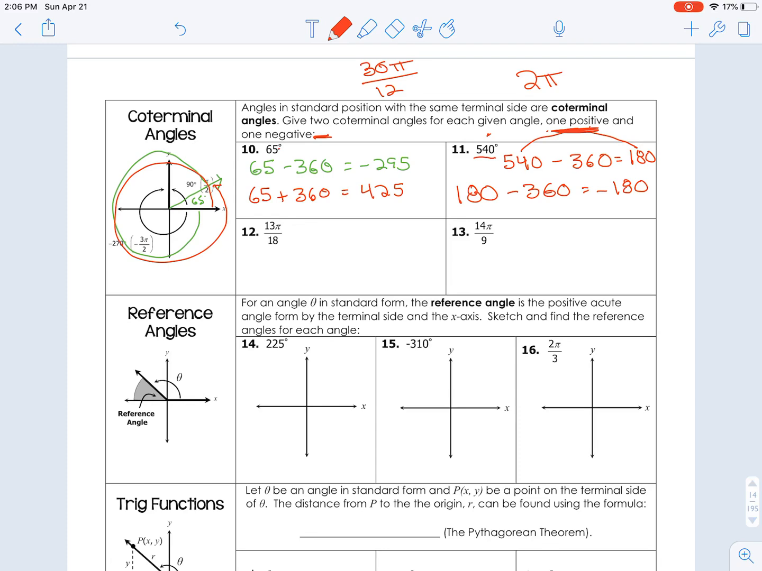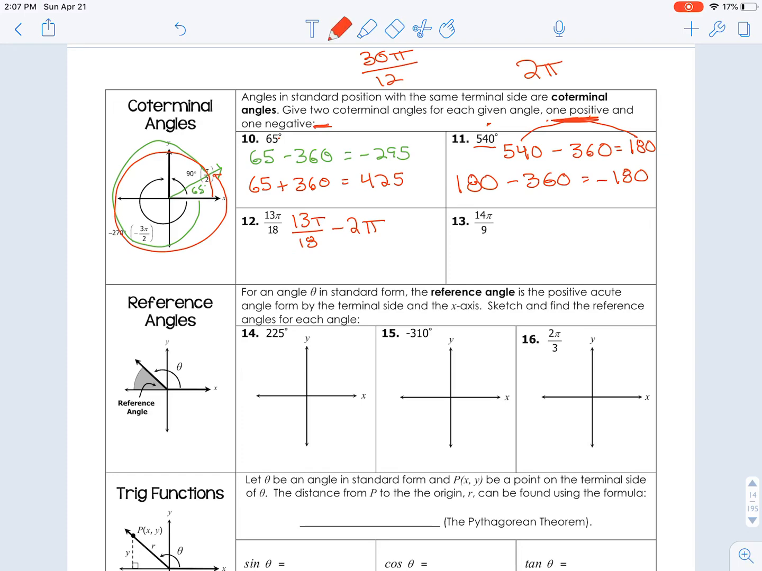So in this case, just like we did in 10, we can go 13 pi over 18. And what are we going to take away and what are we going to add? Well, we're going to take away 360, which in radian land is negative 2 pi. So how do we express 2 pi in 18ths? Well, we have to make it 36 pi over 18. That gives negative 23 pi over 18. And then my other one is going to be 13 pi over 18 plus 36 pi over 18, and that is 49 pi over 18. I'm going to let you do 13 on your own later.